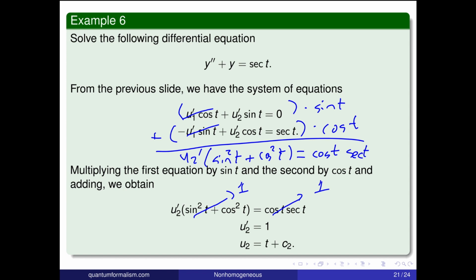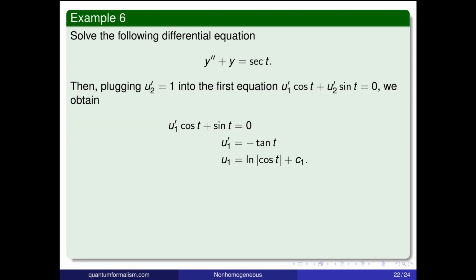All right, and now we can plug in u2 prime is equal to 1 right here. Just plug a 1 in there, and then we'll get u1 prime cosine t plus sine t is equal to 0. And so that will tell us u1 prime is negative tangent of t. And you could look up that integral or remember it. If you actually want to solve that integral, it's easier to just leave it as negative sine t divided by cosine t dt.